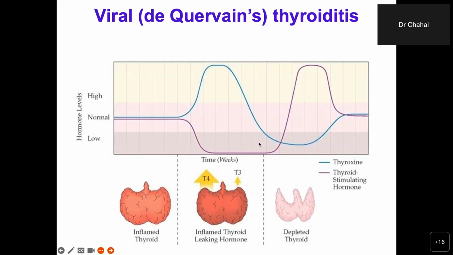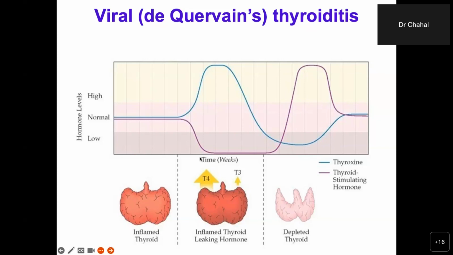And then the thyroid suddenly becomes depleted of thyroxine. So what happens then? The thyroxine levels sharply come down and the TSH levels go up. And then hopefully the thyroid will recover, produce more thyroxine, and then it goes back to baseline. But it doesn't happen in everyone. Some patients may permanently stay underactive, so the blue line permanently stays down, and these patients may need to have thyroxine for the rest of their life.